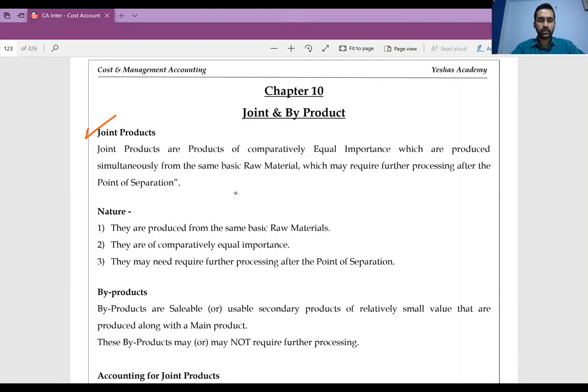Joint products are products of comparatively equal importance. That line is important. Comparatively equal importance. Need not be equal importance. Comparatively equal importance, which are produced simultaneously from the same basic raw material, which may require further processing after the point of separation. You have to understand this as simultaneously from the same process. Instead of using the words same basic raw material, you can say simultaneously from a common process.